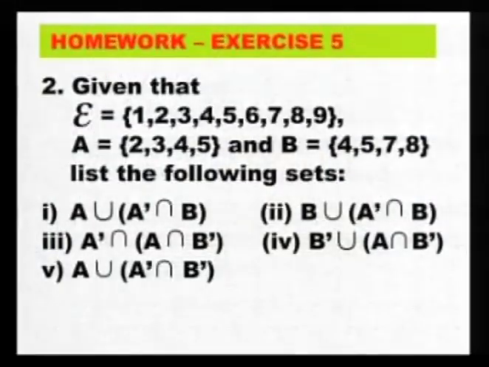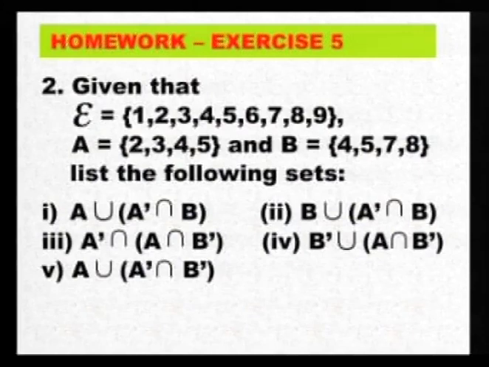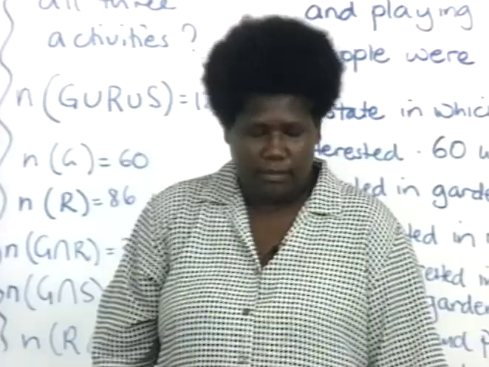All right, number 2. Let's see if we can answer this without me having to do it on the board. B union, in brackets, the complement of A intersection B. Any volunteers? Rita, give us your answer to part 2. 4, 5, 7, and 8. You all agree? Yes. Okay, good.